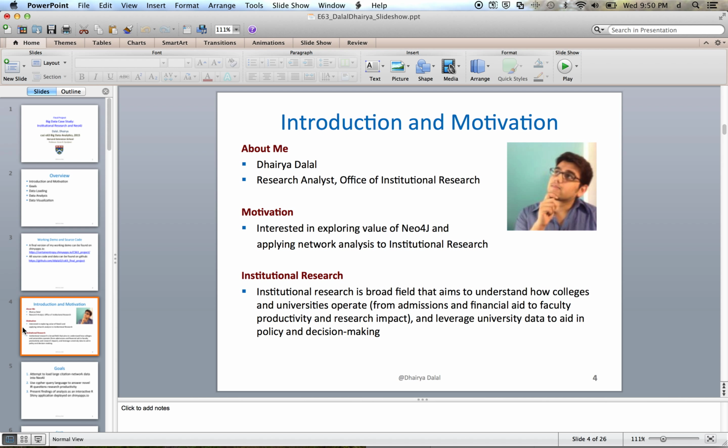Institutional research is a broad field that aims to understand how colleges and universities operate, from admissions to financial aid to faculty productivity and research impact, and then we try to leverage this data in order to aid in policy and decision making for senior leaders.